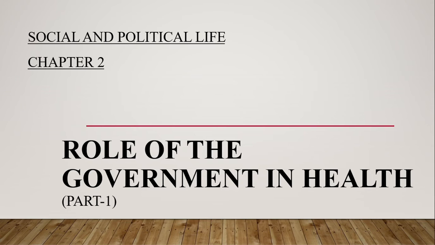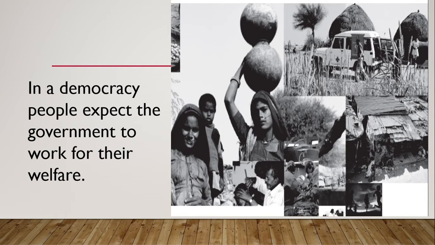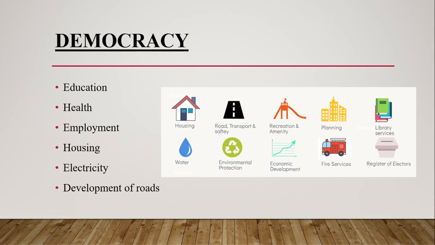In a democracy, people expect the government to work for their welfare, like education, health, employment, housing, electricity, development of roads, etc. If we correlate it with the present COVID-19 epidemic, it is our government only which is taking the steps to prevent all its citizens from the effect of this epidemic. To keep us healthy and safe, the government has taken various steps like lockdown, Arogya Setu app, etc. Now we will start with our chapter.